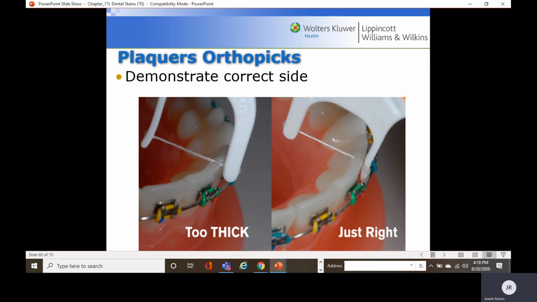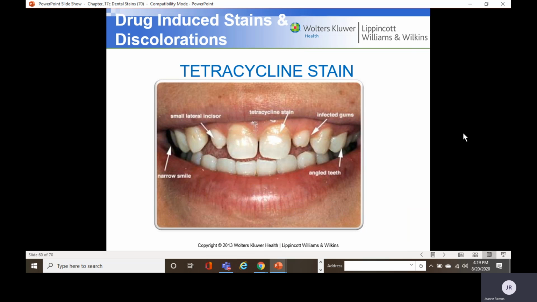These are some plaque, or they're called orthopicks. These are really nice. They have all sorts of things nowadays to help clean, and it's very difficult to floss teeth that have braces. And so they make this type of pick, and you can see that one side's thin, one side's thick, and the thick side won't go down, but the thin side will go down in between the tooth and that wire. And so it makes it easier for a person to floss.